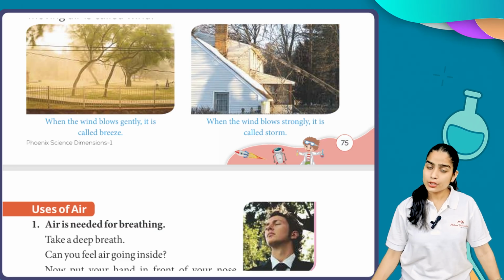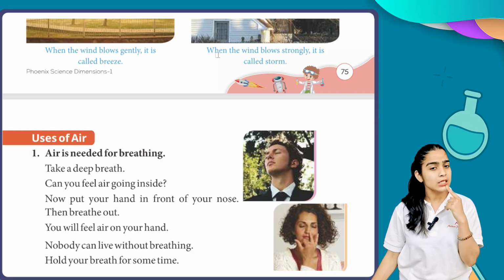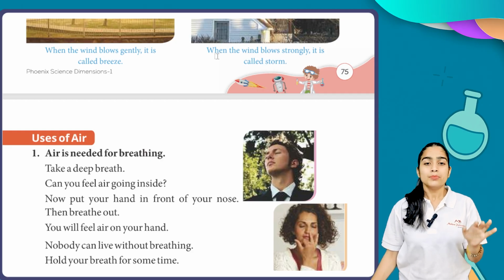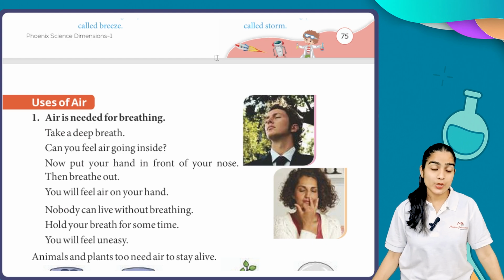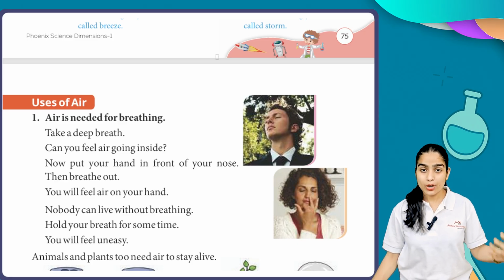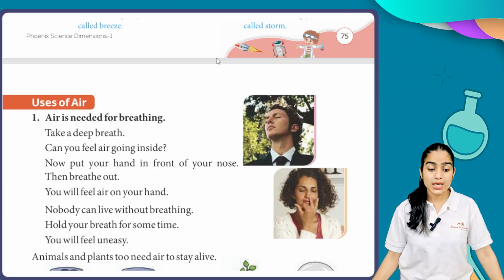Now, what are the uses of air? So let's think about it. What are the uses of air? I think the first thing we do when we start our class is breathing. We use air in breathing. Air is needed for breathing. Take a deep breath. So let's take a deep breath with me. What are we doing? We take inside our body what? Air. Can you feel air going inside?